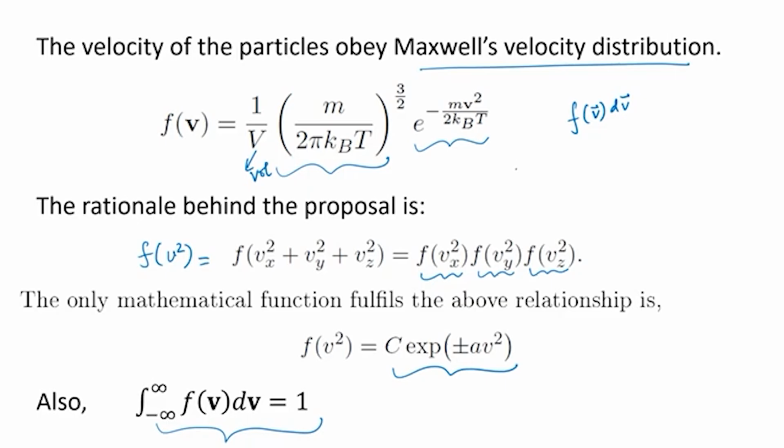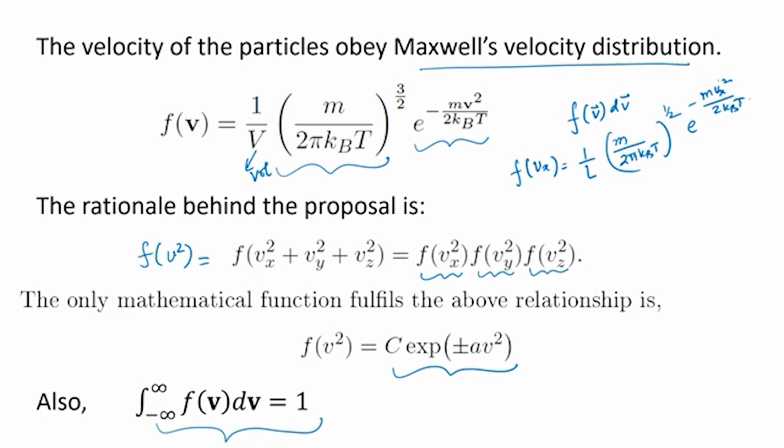So, if you really want to write it for one direction, I will write it as 1 over L times (m by 2 pi kT) whole to the power half, because I am just taking one direction, and this will be e to the power minus m v_x square by 2kT.